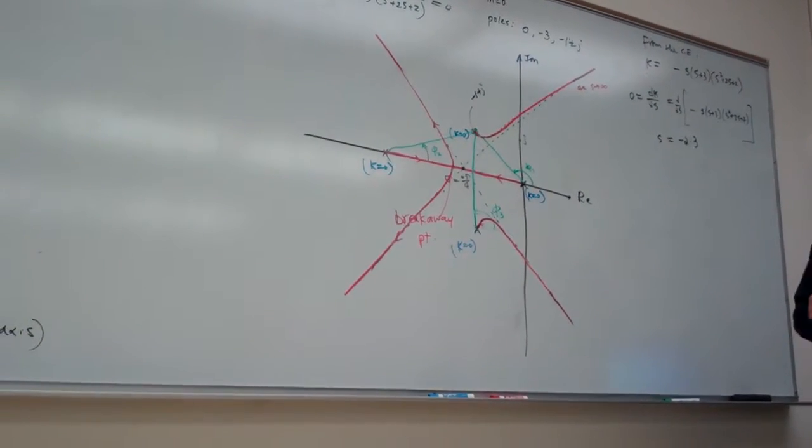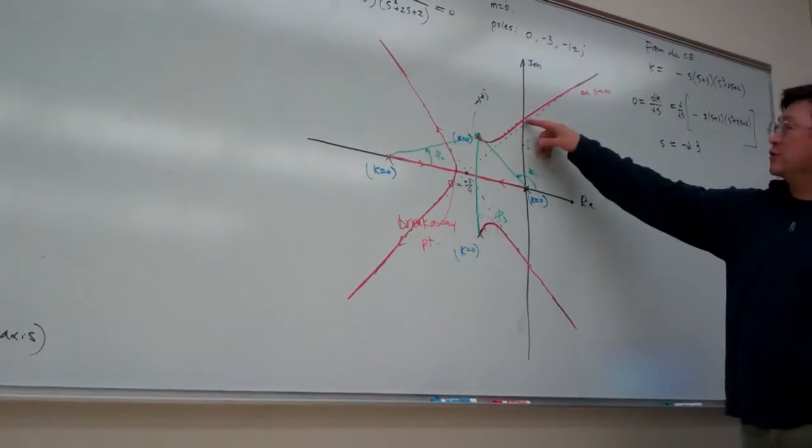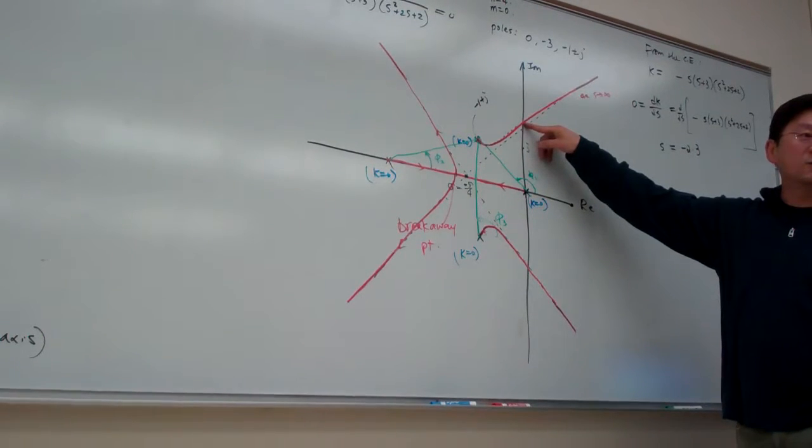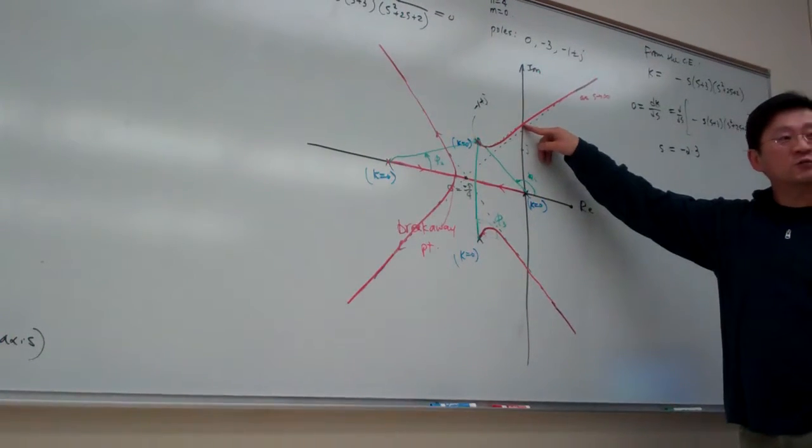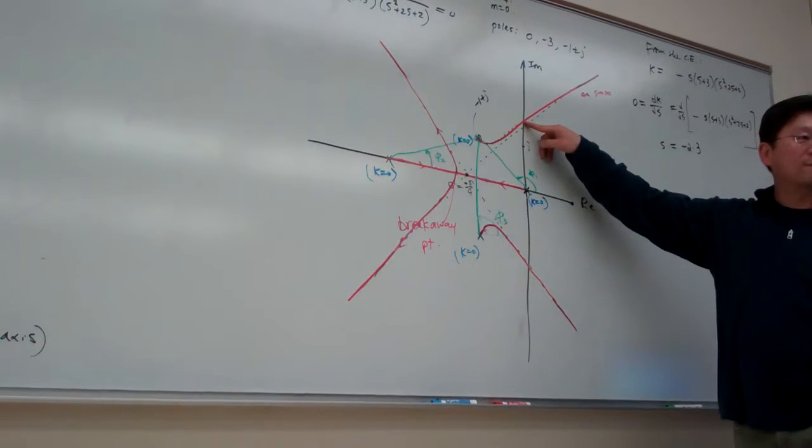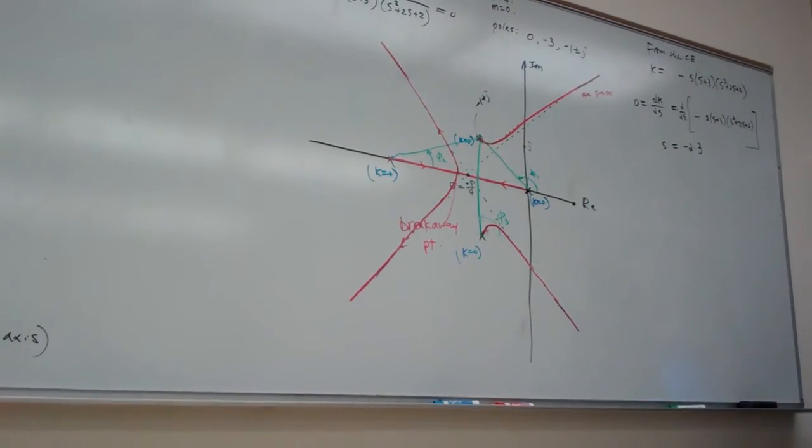So next time when we come back, we're going to determine where the intersection with the imaginary axis is, and that one is a piece of cake. Great, we almost finished.